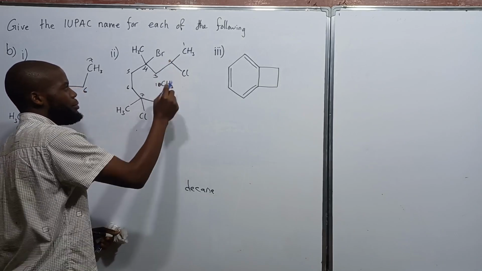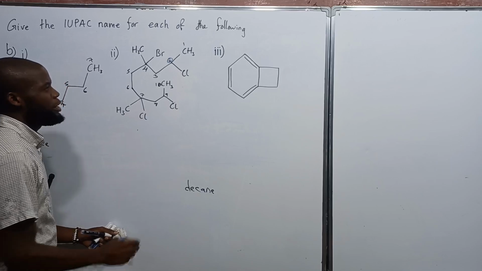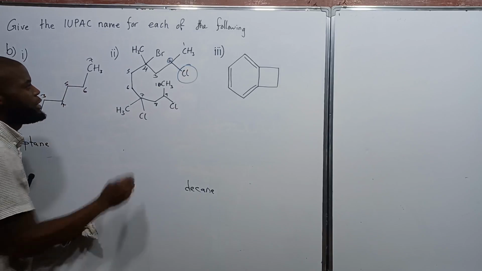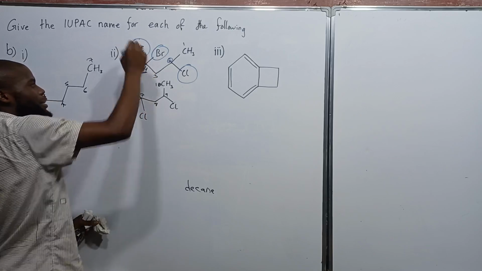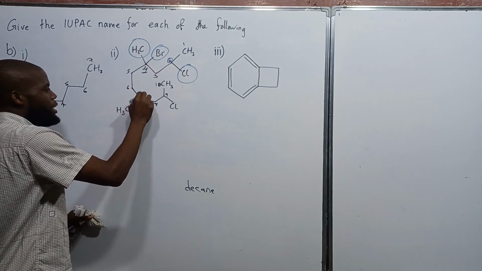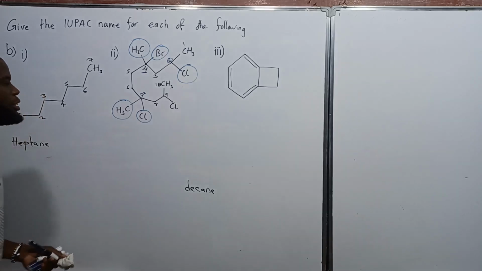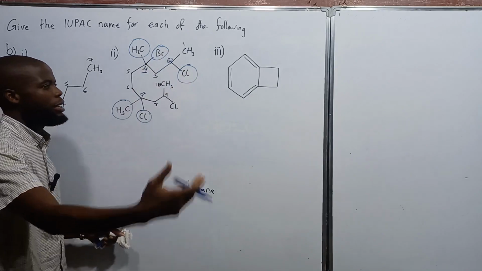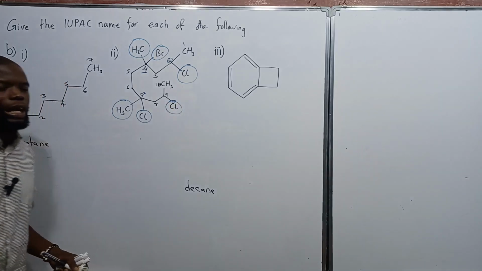So the groups that are coming off the parent chain: if you identify at carbon number 2, there is a chloro that is attached. Also at carbon number 4, there is a bromo and a methyl group attached. And at carbon number 7, there is a chloro and a methyl group attached. So when a bromine atom is a substituent, it becomes a bromo. When a chlorine atom is a substituent, it becomes a chloro.